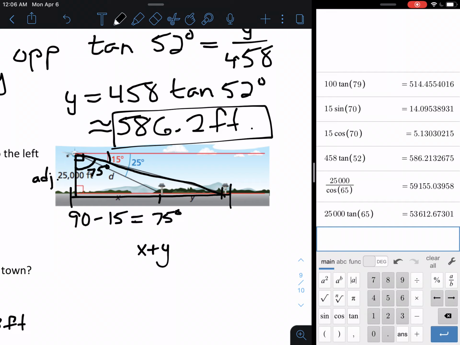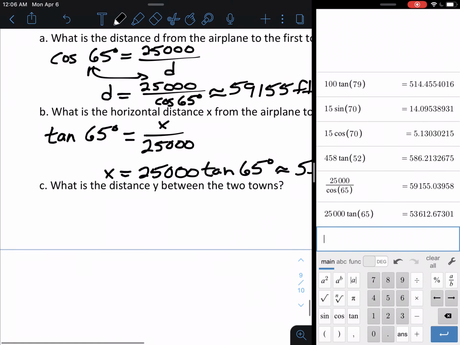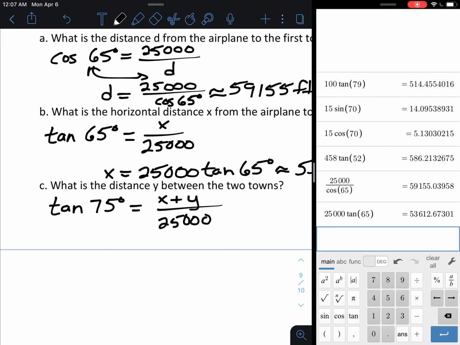And so if you think about what trig ratio we're going to use, x plus y is our opposite side, and 25,000 is our adjacent side, which tells us that we're going to want to use tangent once again to solve example C here. So tangent of this time 75 degrees is equal to our opposite side, which was x plus y, divided by our adjacent side, which is 25,000. Oops, one extra zero there.